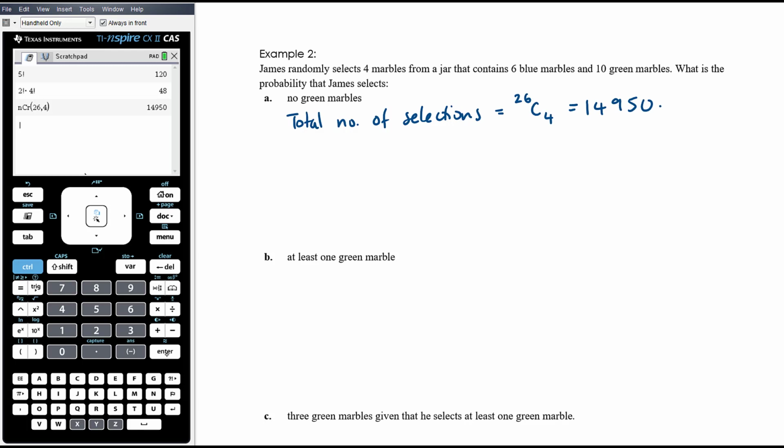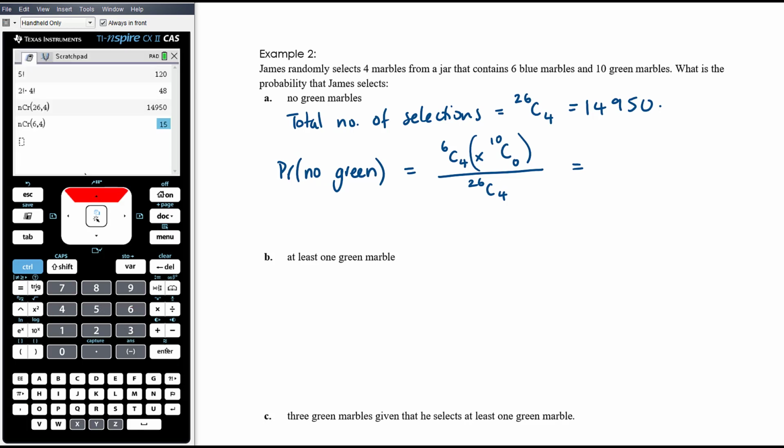Okay, so the probability of getting no green marbles means that he selects all blue marbles. So it means that from the 6 blue marbles, he's going to choose all 4, and from the 10 green marbles, he chooses none. Now that's just 1, so we actually don't need that bit, over the total number of selections, which is 26 choose 4. So we need 6 choose 4 divided by 26 choose 4, which is 3 on 2990.